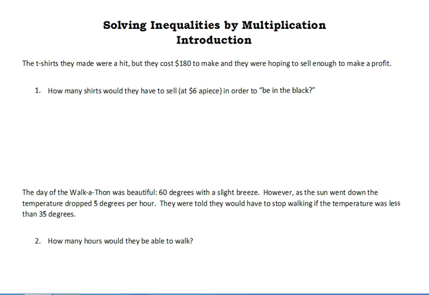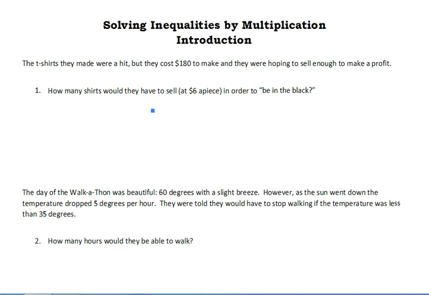Okay, now that we have the inequality understanding in our head, let's go ahead and keep working here. It says the t-shirts they made were a hit, but they cost $180 to make, and they were hoping to sell enough to make a profit. Question number 1, how many shirts would they have to sell at $6 a piece in order to, quote, be in the black? So have a profit.